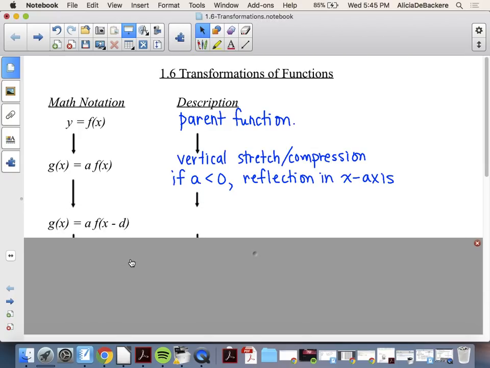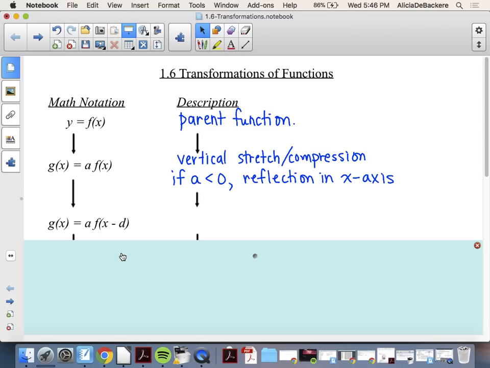Next, I want to think about, okay, so I've dealt with that a value, but now what if also I subtracted a d inside the function? So notice here that the f, whatever that function is, wraps around the x minus d. So if the function is the absolute value, then the absolute value bars are wrapped around the x minus d. Or if the function is the square root function, then the square root is wrapped all the way around x minus d. So that's how I know where the function ends. That means that the minus d is inside the function, and so it is my horizontal translation.